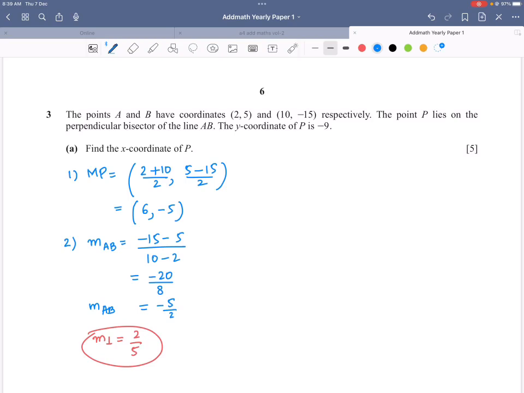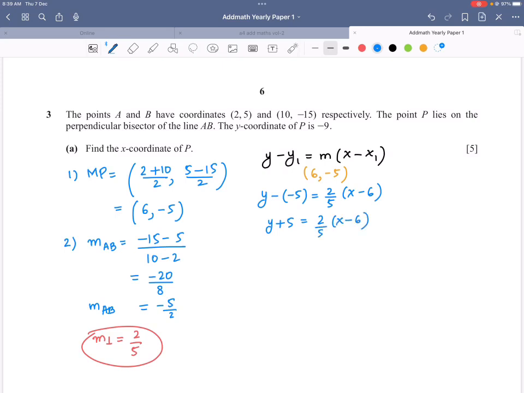After that, we need to find the equation of the line. For the equation of a line, we use y minus y1 equals m times x minus x1. We plug in the midpoint, which is 6 comma negative 5. So that leads to y plus 5 equals 2 over 5 times x minus 6.